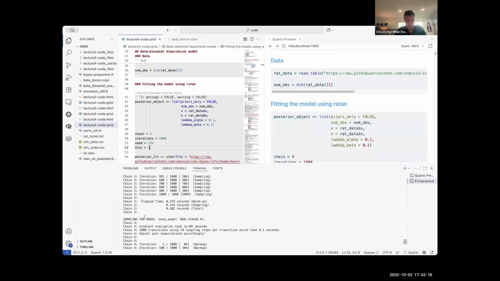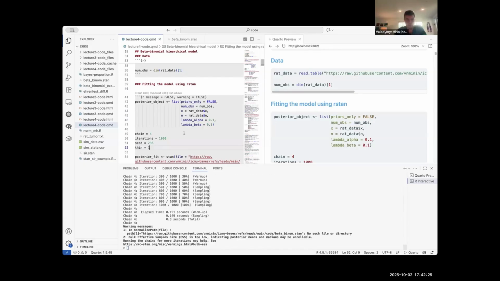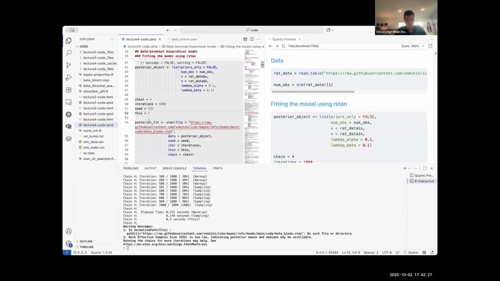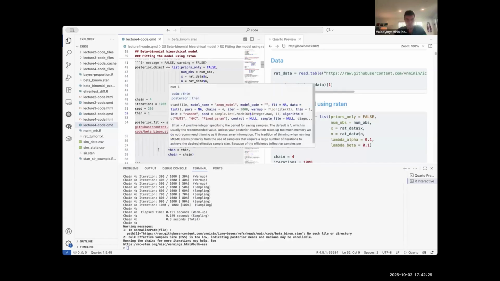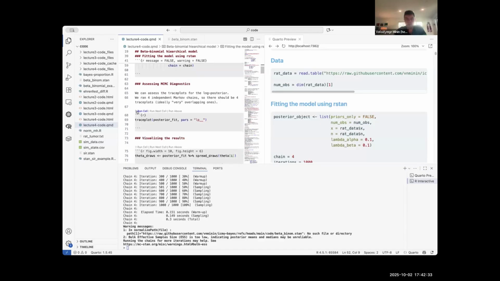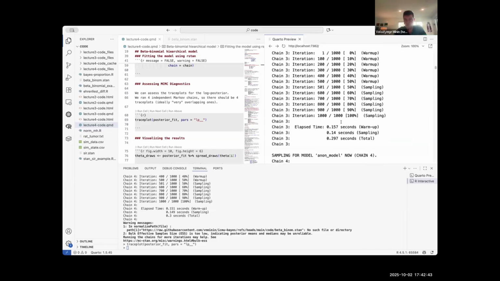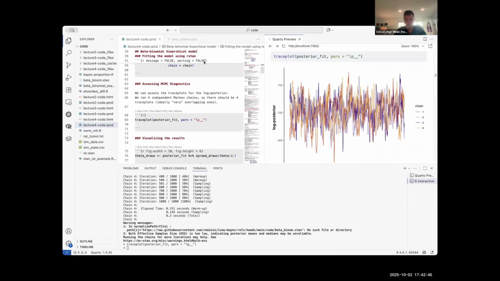And so notice it ran these 4 chains. It has some warm-up period and actual sampling period. And it saved everything in our posterior fit object. We can look at the trace plot. So here on the right, there's a trace plot, and it's actually probably rendered better in my pre-run. Yeah, let's look at that.